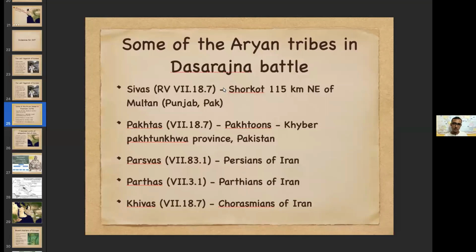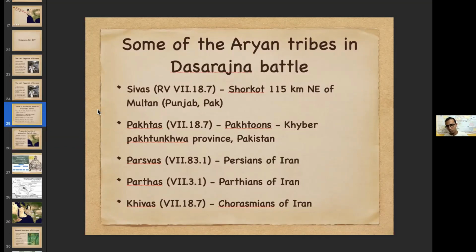So these are in the Dasarajna battle. I'll be speaking about the Dasarajna battle in the coming slide. Just keep in mind, the Dasarajna battle is a battle in which 10 kings, 10 kings who have 10 kingdoms and their own dynasties, fought against one Vedic king called Maharaj Sudas. Sudas was a Bharatavamshi belonging to the Bharata dynasty. That war is explained in detail in the Vedas.